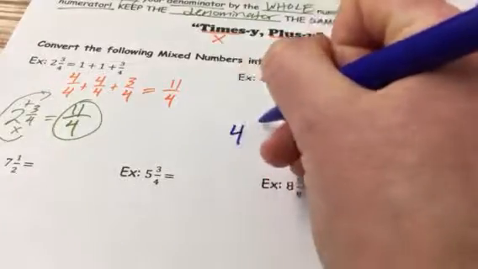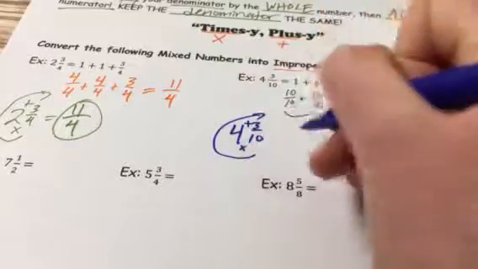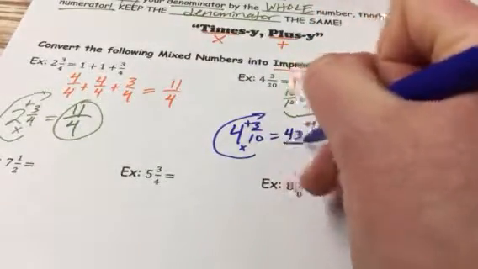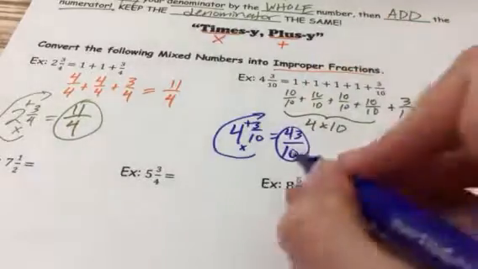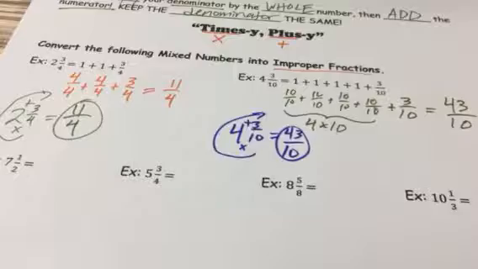Let's see if we had used our shortcut of times E plus E. We have 4 3/10. I'm going to go ahead and multiply, then add. 10 times 4 is 40, plus 3 is 43/10. We got the same answer. This is a much quicker way to get to that answer.